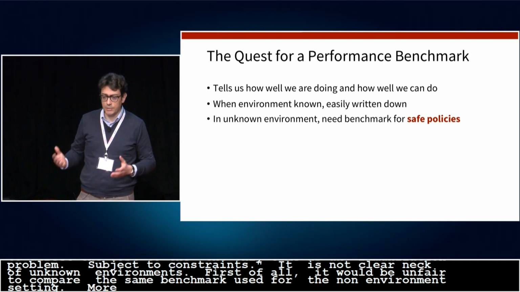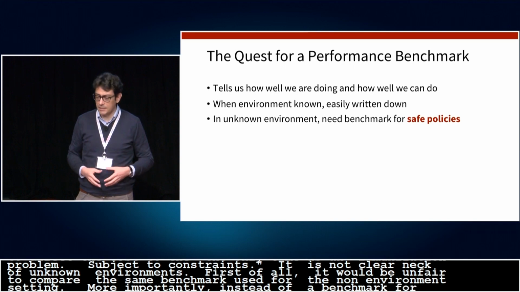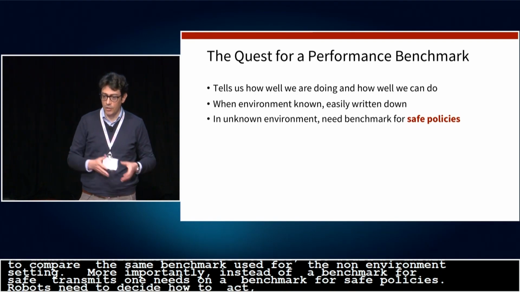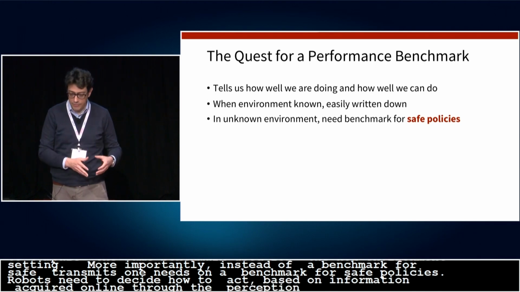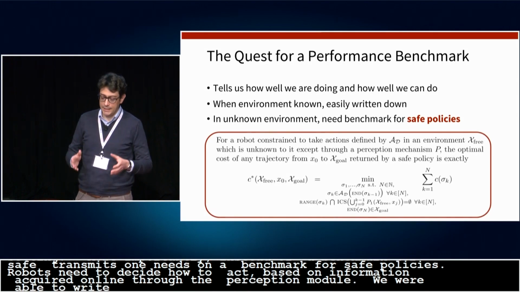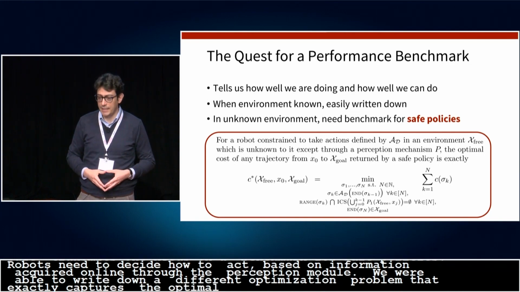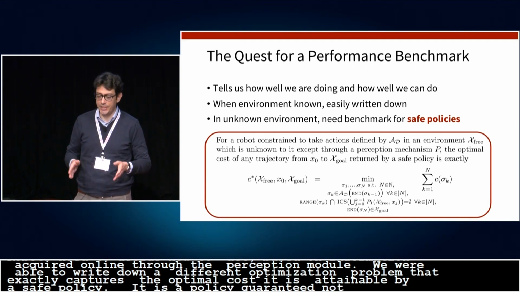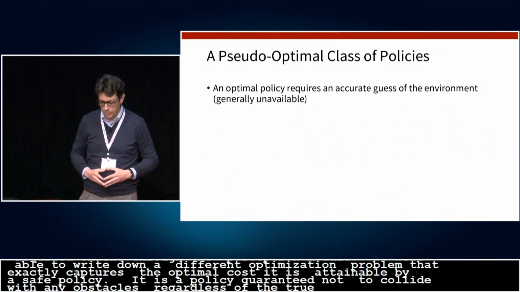instead of a benchmark for safe trajectories, one needs a benchmark for safe policies, as robots need to decide how to act based on information that is acquired online through the perception module. Despite these complexities, we were able to write down a different constraint optimization problem that exactly captures the optimal cost that is attainable by a safe policy, where a safe policy is a policy that is guaranteed not to collide with any obstacles, regardless of the true hidden environment. And I do not expect you to parse this, but I'll be happy to discuss it in the poster session.